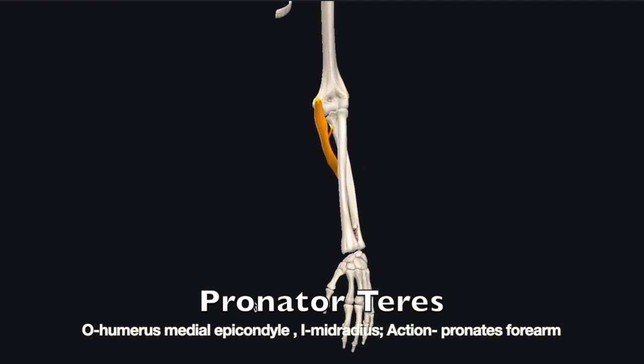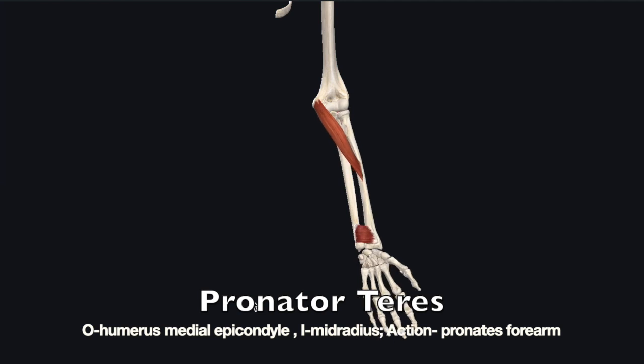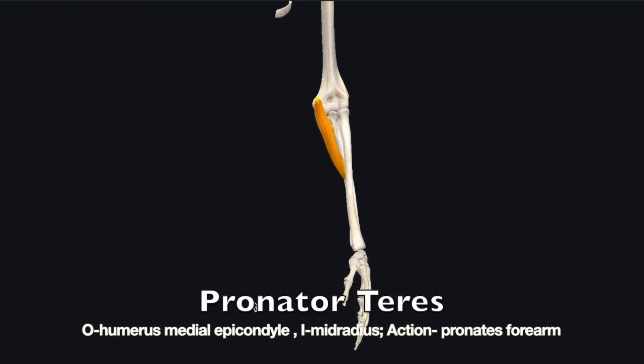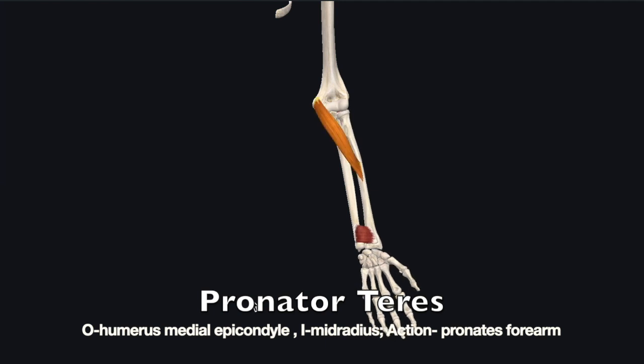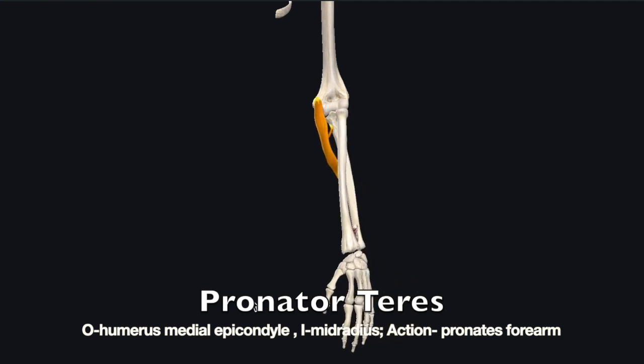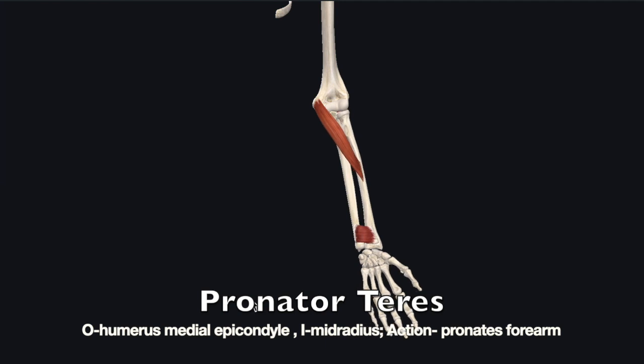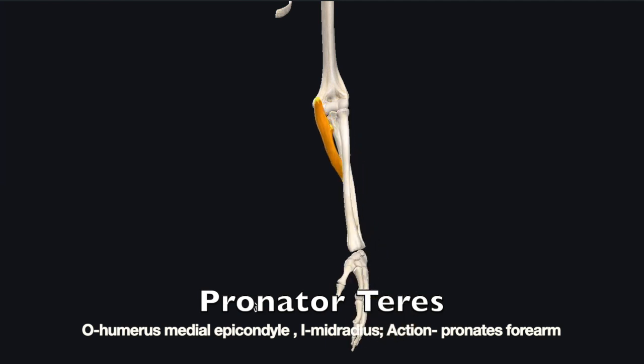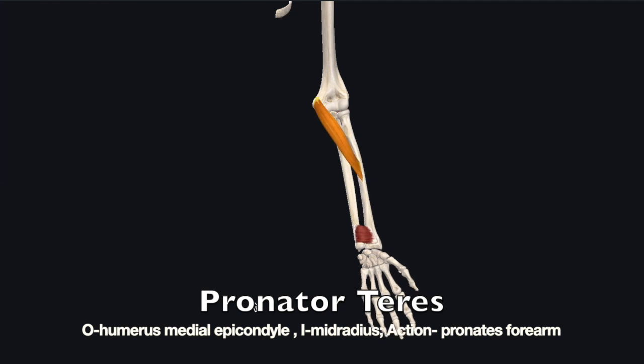So it's going to be an antagonist of the Biceps Brachii. Remember, the Biceps Brachii acts to supinate or turn the hand out so the palms are facing forward, whereas the Pronator Teres is going to turn the forearm in to draw the palm toward the back of your body.